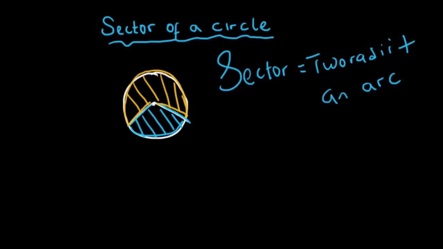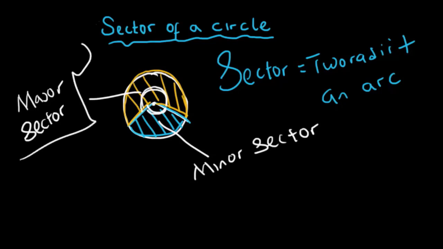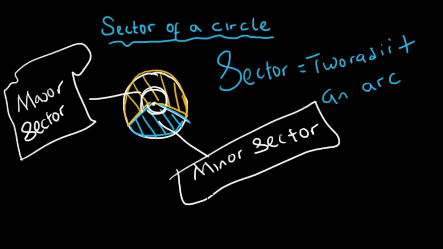Now, this is known as the major sector. The major sector. Why this is known as the minor sector. The minor sector. Now, by just looking, you know that this angle here is definitely smaller than this angle here. And so we've got the major sector, and then we've got the minor sector. I hope you understand this.